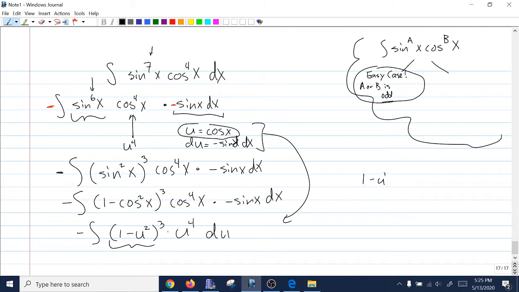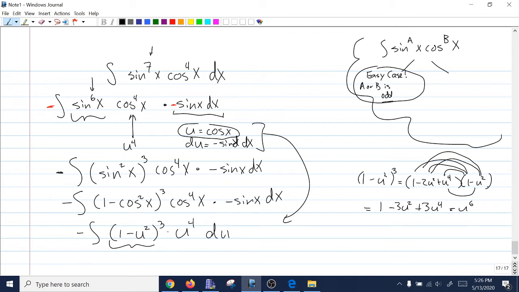What is 1 minus u squared cubed? When I square it, I get 1 minus 2u squared plus u to the 4th, times 1 minus u squared, and now the third one gives me 1 minus u squared minus 2u squared is minus 3u squared, plus u to the 4th plus 2u to the 4th makes plus 3u to the 4th, minus u to the 6th. This thing, after foiling out, which is not fun, but it's not the worst: 1 minus 3u squared plus 3u to the 4th minus u to the 6th, times u to the 4th du.